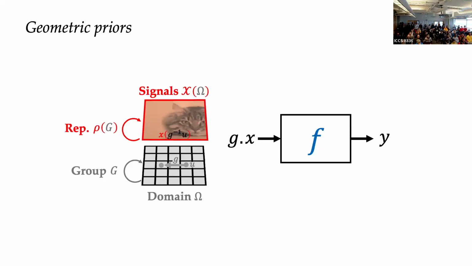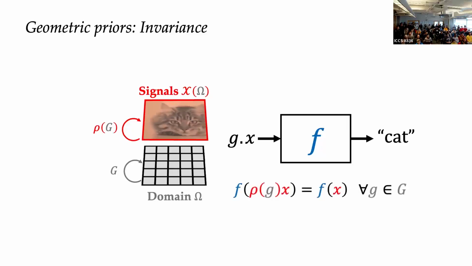Shift operator in this case can be applied to the signals of the domain, and now we have functions that take as input these signals. We can design these functions by baking some properties into the neural network architecture that respects this symmetry, for example, in the form of invariants.